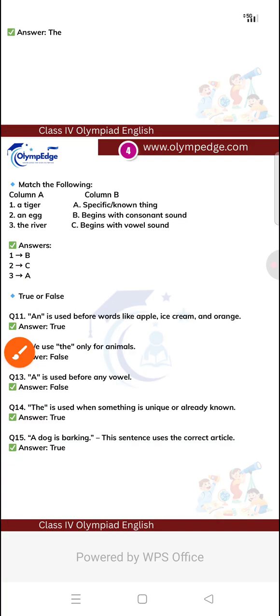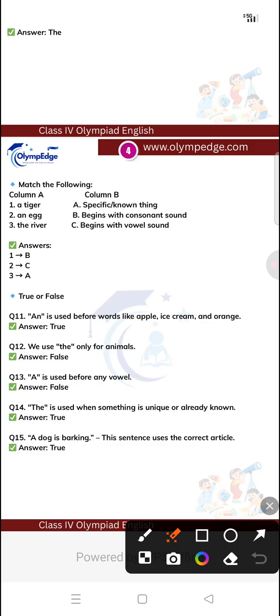Then let's move on to the next page. Here we have match the following. Here column A and column B, right? So let's see. A tiger, specific or a known thing, begins with consonant sound, begins with vowel sound. So tiger, here we have a tiger because tiger is starting with the consonant T, right? So it begins with a consonant sound. So 1 will match with B. Here you have the answer. 1 matches with B.